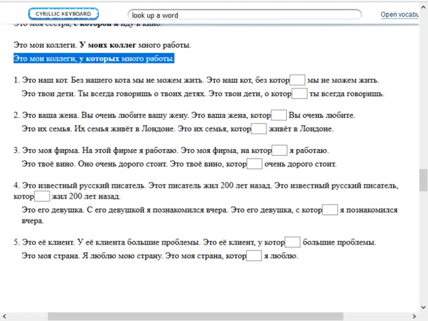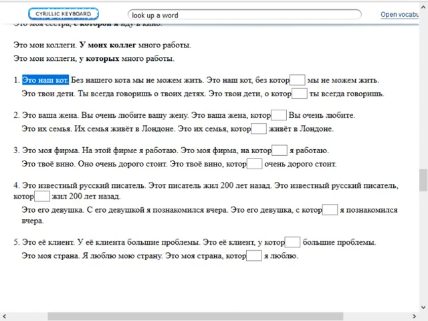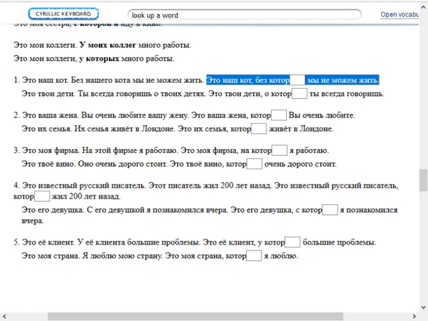All right, so это наш кот. This is our cat. Без нашего кота мы не можем жить. Without our cat, we cannot live. So this becomes это наш кот, без которого мы не можем жить. So this is the cat without which we cannot live.